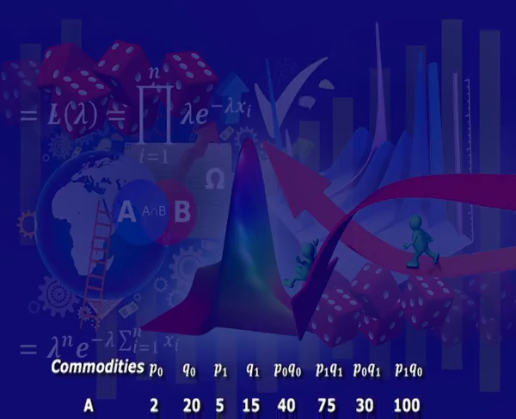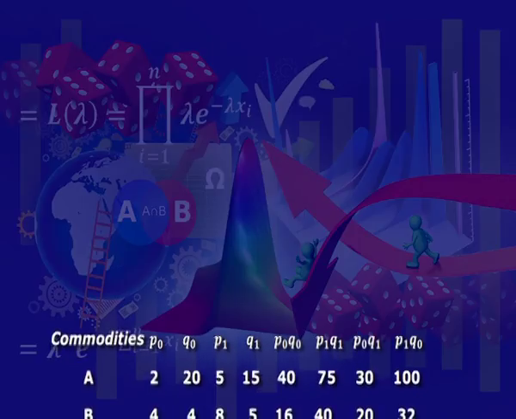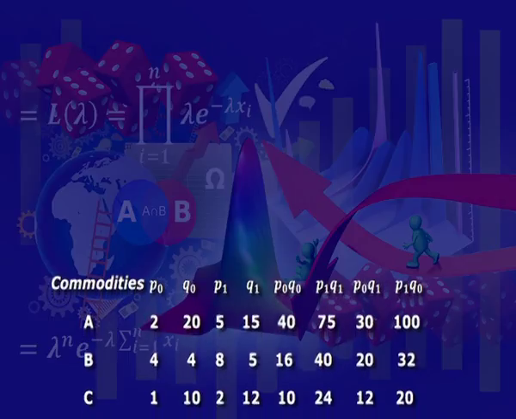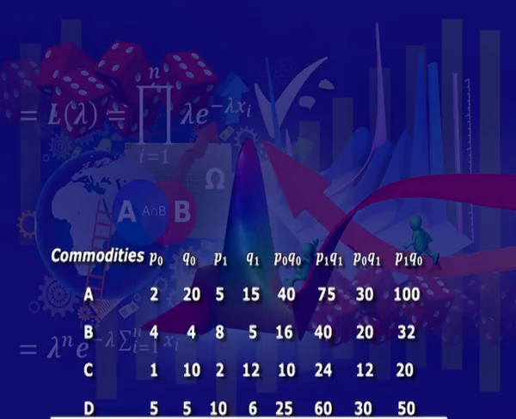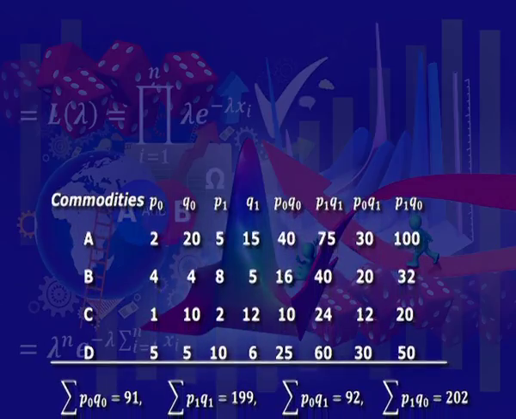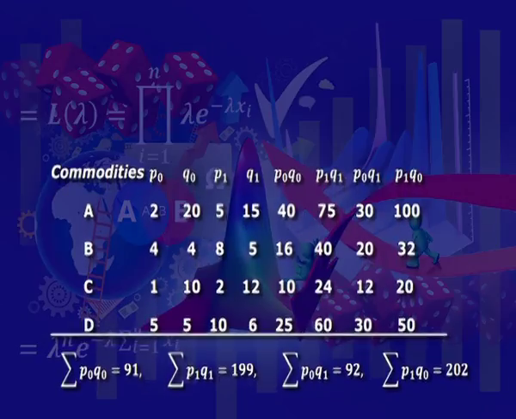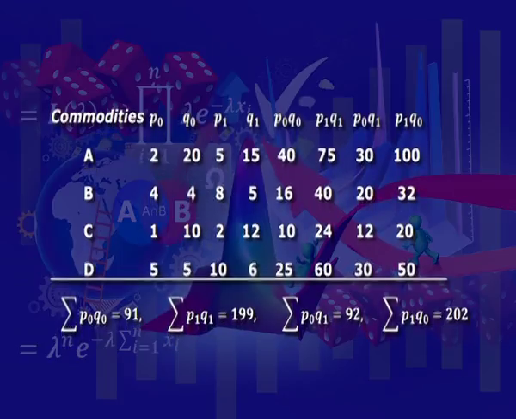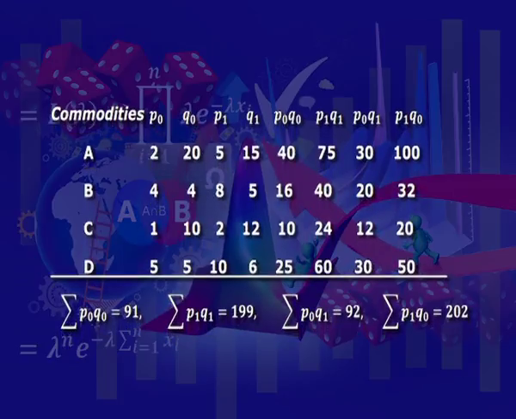where the first column indicates the commodities A, B, C, D, the second column indicates the price for the base year, the third column the quantity for the base year, the fourth column the price of the current year, the next column the quantity of the current year, and then the following columns indicate the values of P0Q0, P1Q1, P0Q1 and P1Q0. From this table, we can find summation P0Q0 equal to 91, summation P1Q1 equal to 199, summation P0Q1 equal to 92 and summation P1Q0 equal to 202.